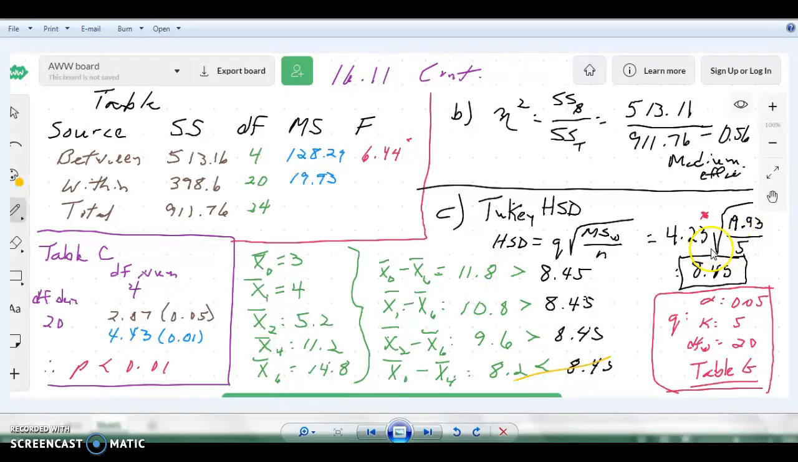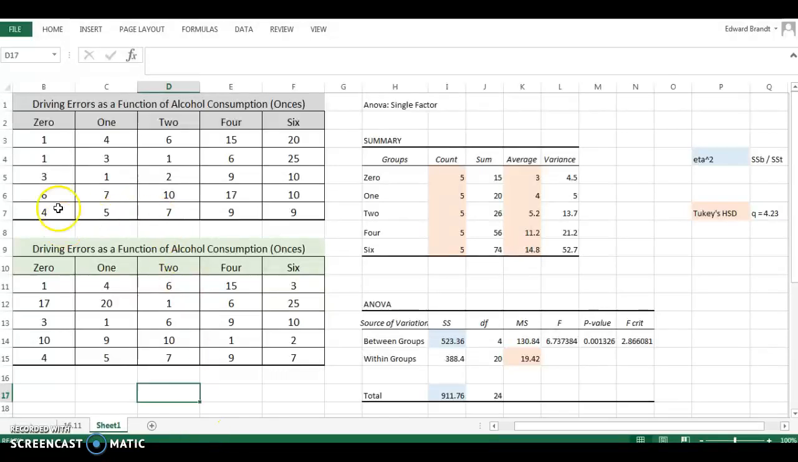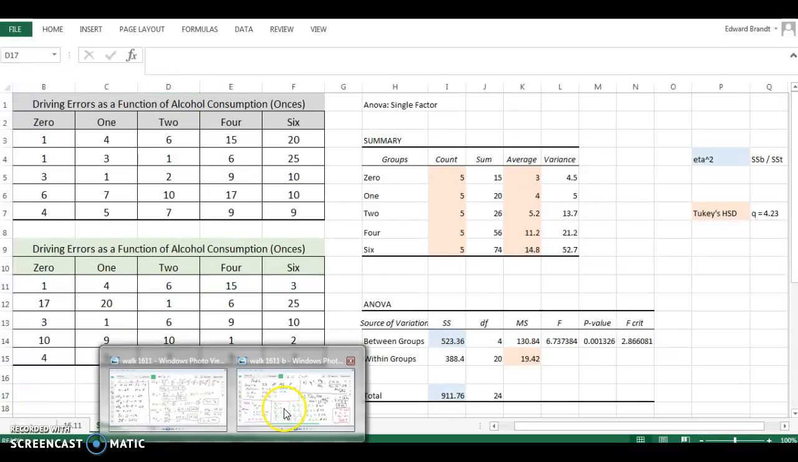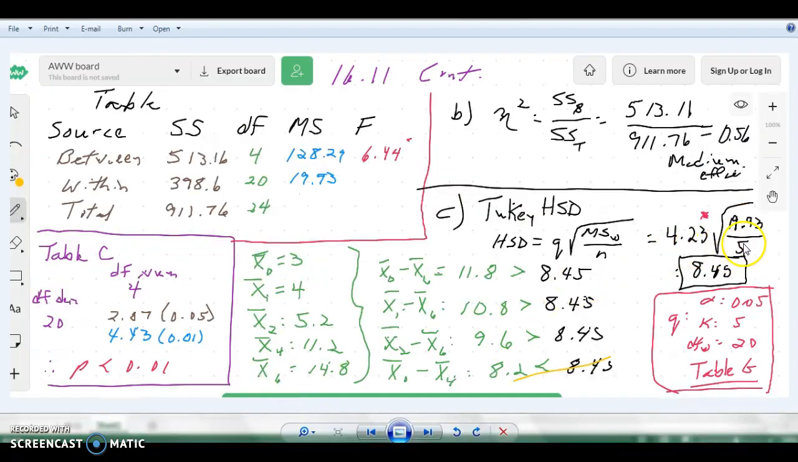Now, this problem, again, each of these categories had the same sample size, which was 5. All right. The next problem in the book that we had for homework, we have different sample sizes. The rule of thumb is if there are different sample sizes, then find the average sample size and make that the value here in the denominator.